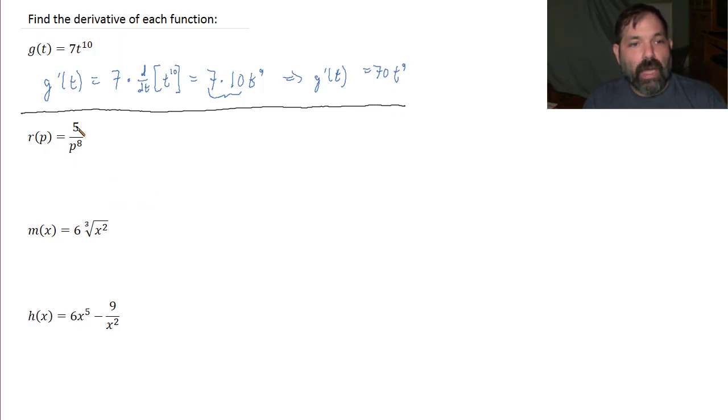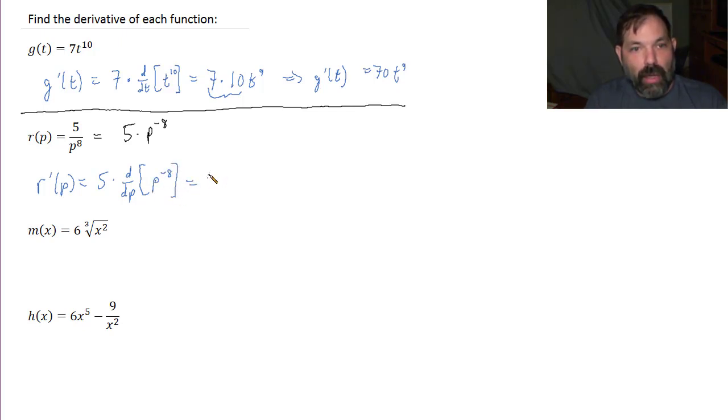R of p is 5 divided by p to the 8th. We don't know how to work with this function right now. All right, so what we have to do here is manipulate it. We have to turn this into a power function. So 5 divided by p to the 8th, that's the same as writing 5 times p to the negative 8th power, using what we learned in algebra. Now, the derivative, r prime of p, would be 5 times d by dp, the derivative with respect to p, of p to the negative 8th.